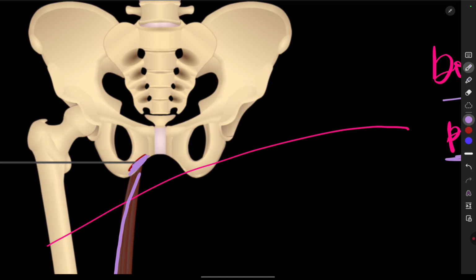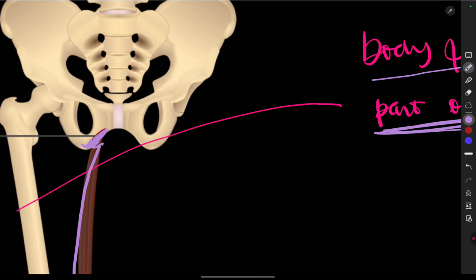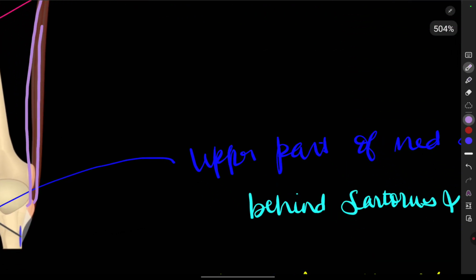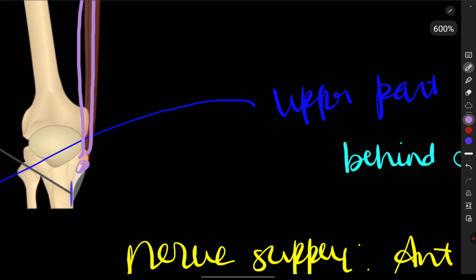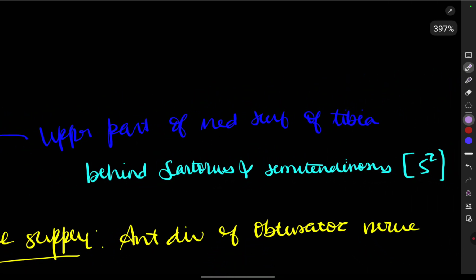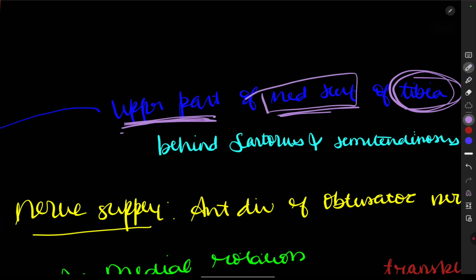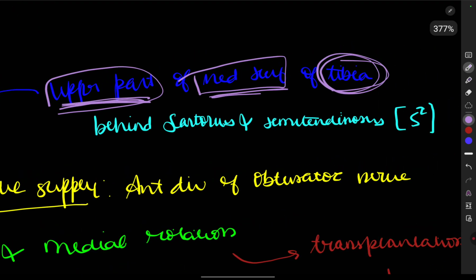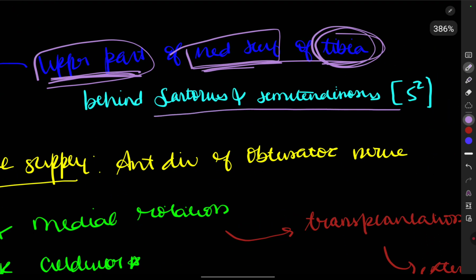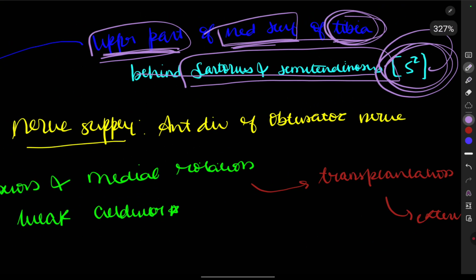It originates from the inferior ramus and the body of the pubis and part of the ischial ramus, and it extends and gets inserted onto the tibia. This is a muscle that is not inserted on the femur; it is inserted on the upper part of the medial surface of the tibia, because it is a medial compartment muscle. It lies behind the sartorius and the semitendinosus muscle, which is not very important to remember.